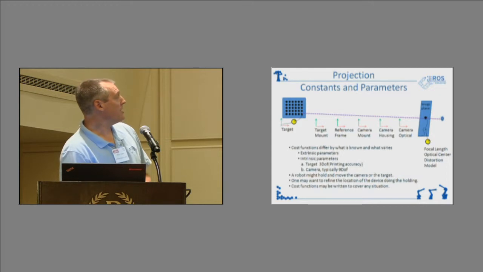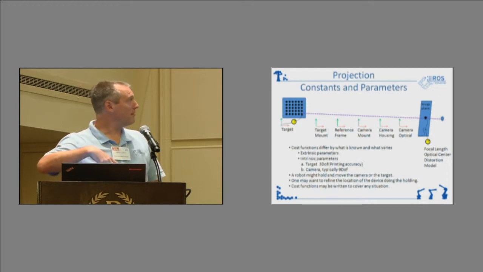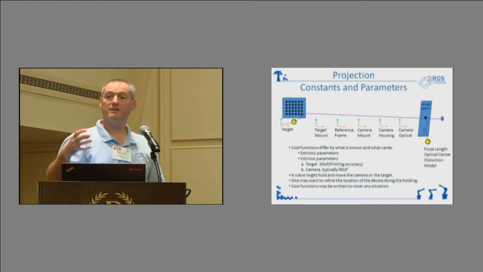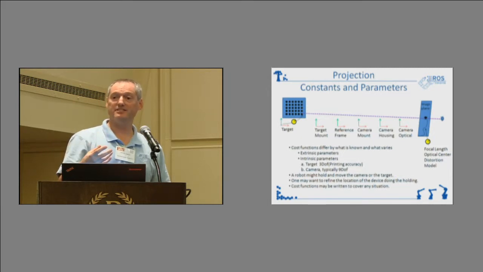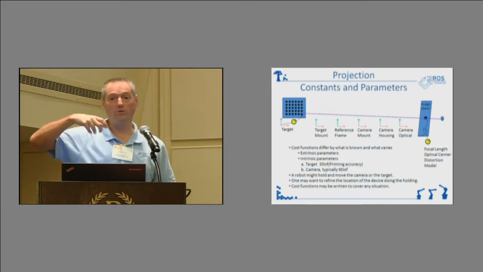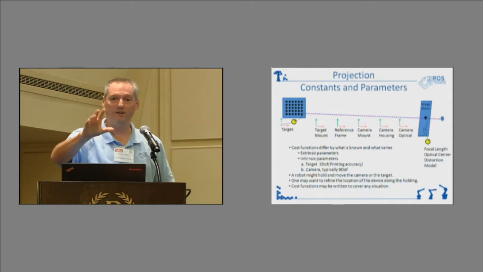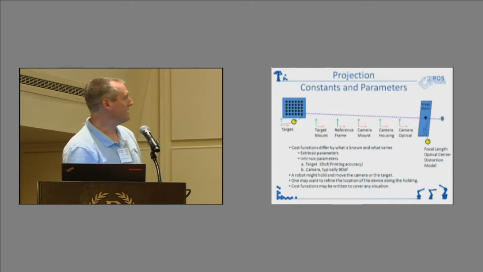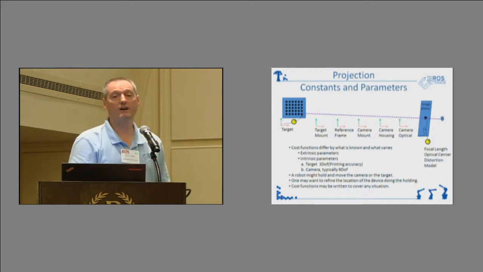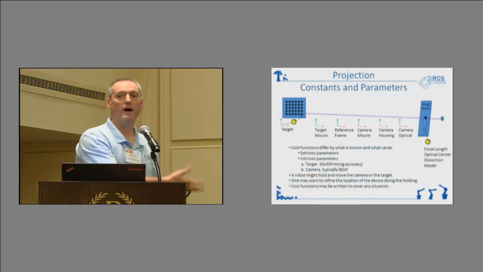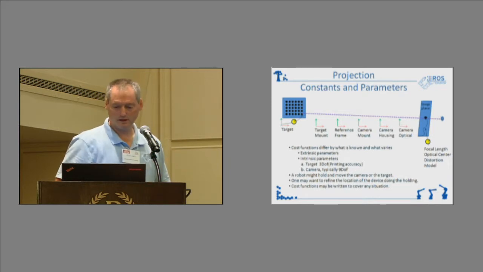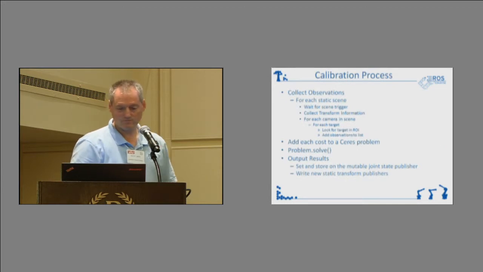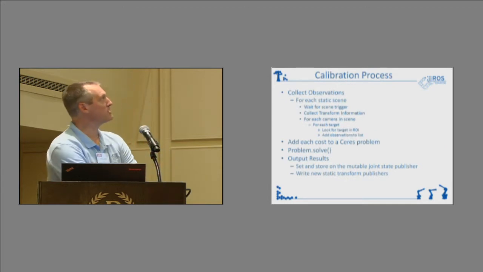Okay, so in some cases, the robot might hold the camera and look at the target. In some cases, the robot might hold the target and put it in front of the camera. Basically you can write a cost function for any situation you want, and the library that I've written includes a whole variety of them, and it's a matter of figuring out which one you want to use for your task. Okay, so how does the calibration process work?